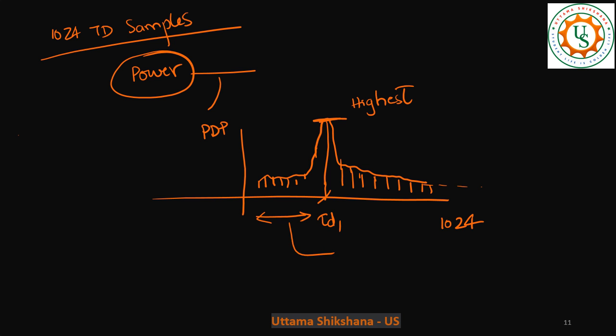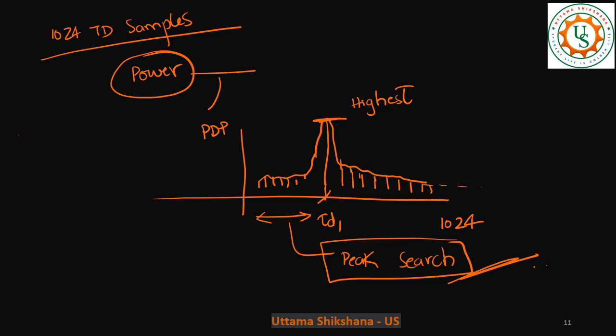You have to perform a peak search algorithm. You have to use an intelligent peak search algorithm considering the various configurations of PRACH. That is a different topic. But sometimes what happens is that along with the one peak, we'll also have some kind of false peak as well. There could be a second peak.